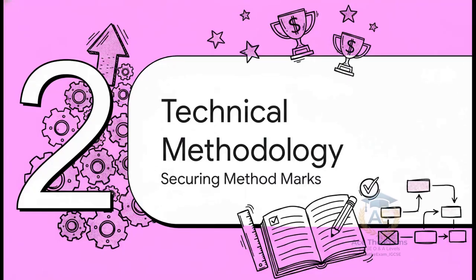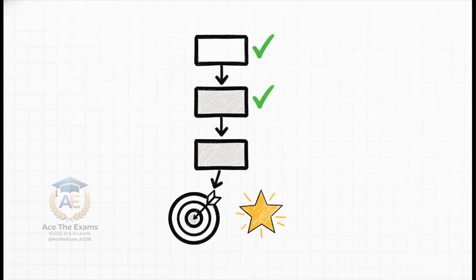All right, moving into Section 2, the technical methodology. This is where we secure those method marks, shifting from pure theory to actual practice during data processing. I really want to introduce you to what we call the method mark strategy. Did you know Cambridge examiners actually award marks for your analytical process and your clear working out? This is a massive advantage.